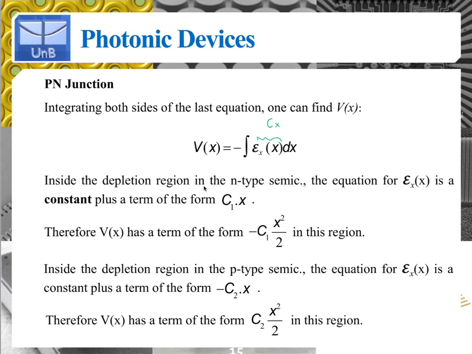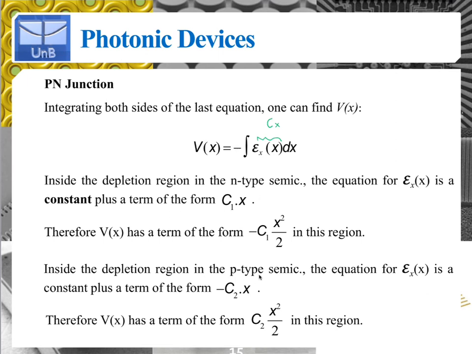So inside the depletion region, in the n-type semiconductor, the equation for Ex is a constant plus a term of the form C times x. Therefore, if we integrate this, the result will have the form minus C1, which is the constant, times x squared divided by 2, which we get by integrating x. And the minus comes from this minus right here.